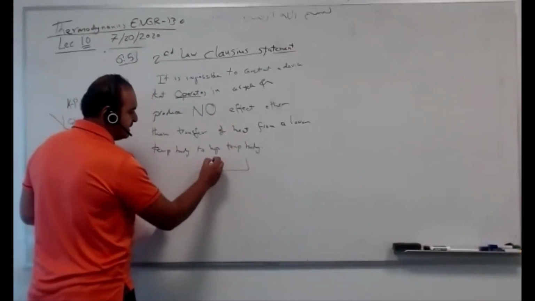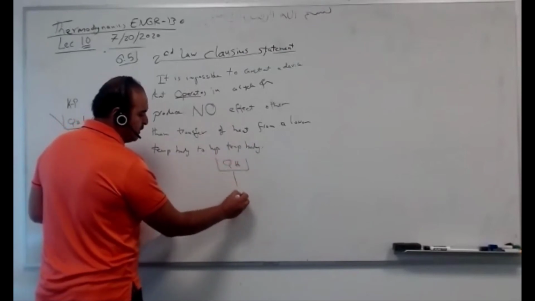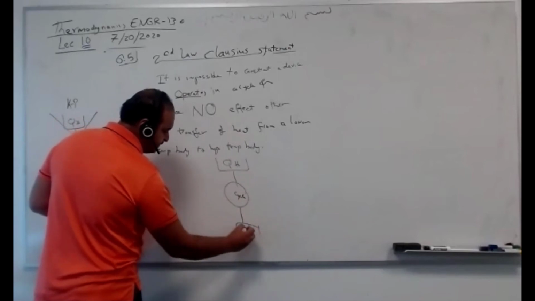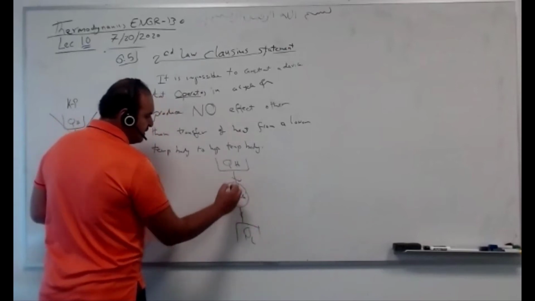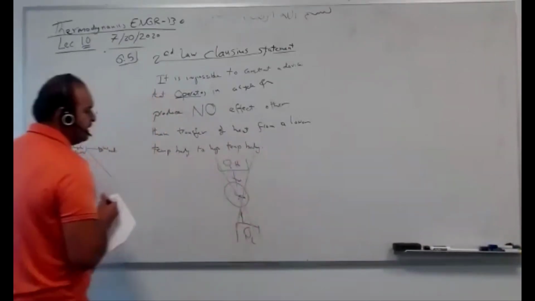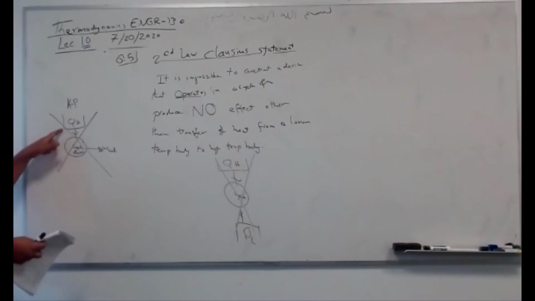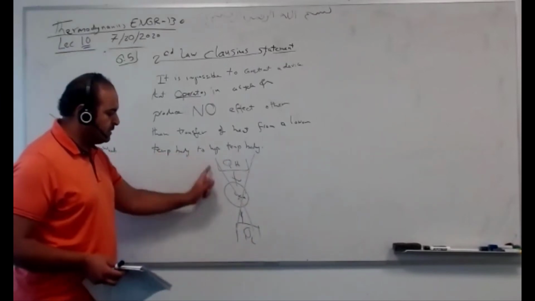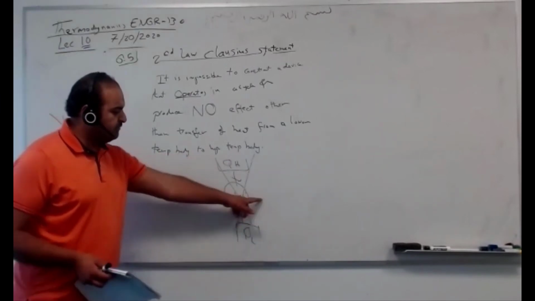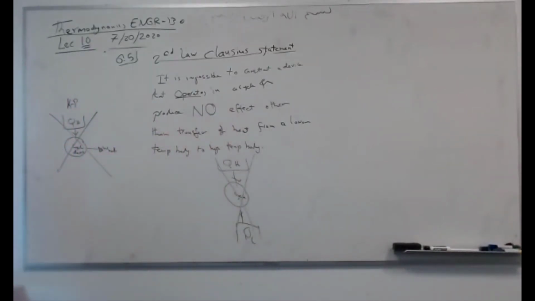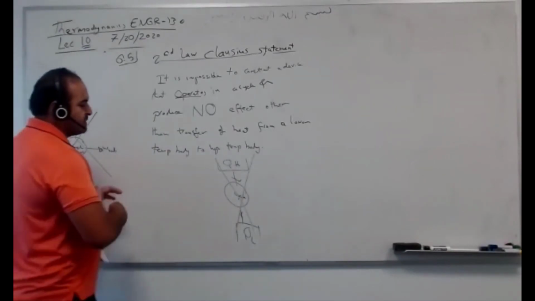So what happened? He said that you have Q high and you had a cycle. A cycle must be a cycle device. This is impossible. You're supposed to have W net out. So it's very similar to this one. He said you cannot have a single reservoir. He said you cannot have two reservoirs, one high, one low, with no effect other than this. So remember this chart for Kelvin Planck. Remember this one for Clausius.